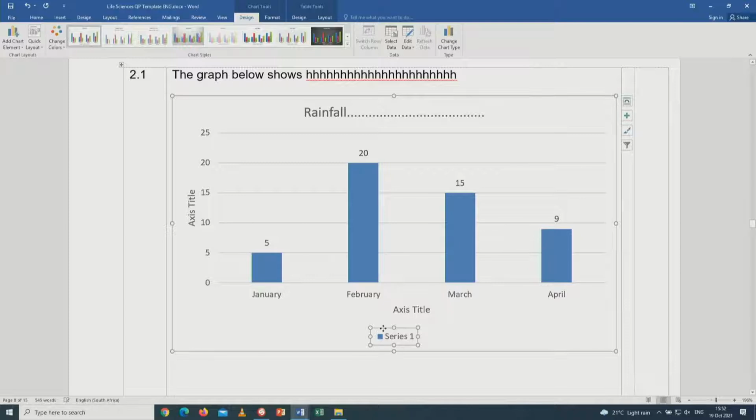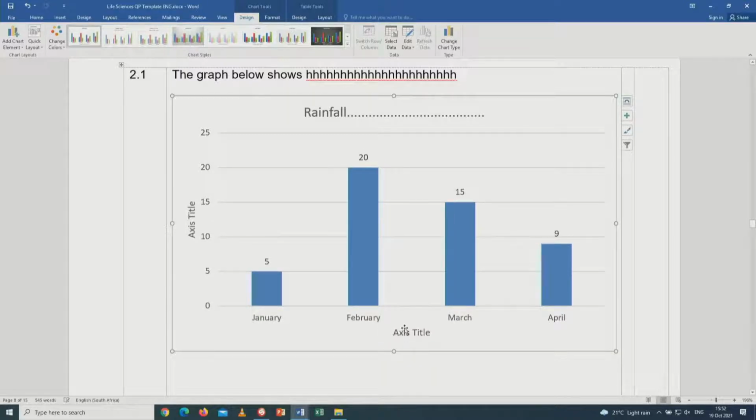Okay, series 1 is my legend. I can just delete it, then it's gone. Then here I want to write months of the year, and there on the y-axis I want rainfall. Rainfall in millimeters. My label is in brackets. But what you also see is these things are in gray, so I can just click there. I can go to home.